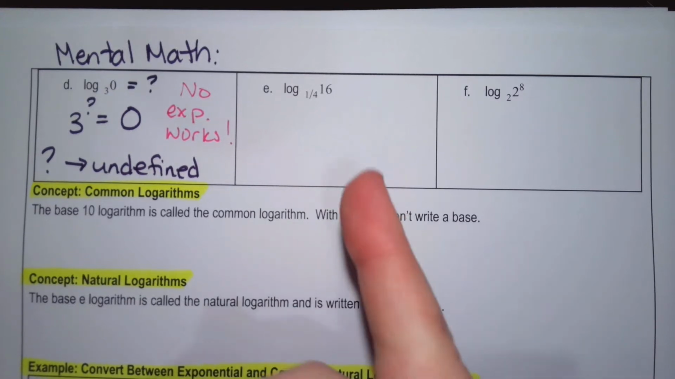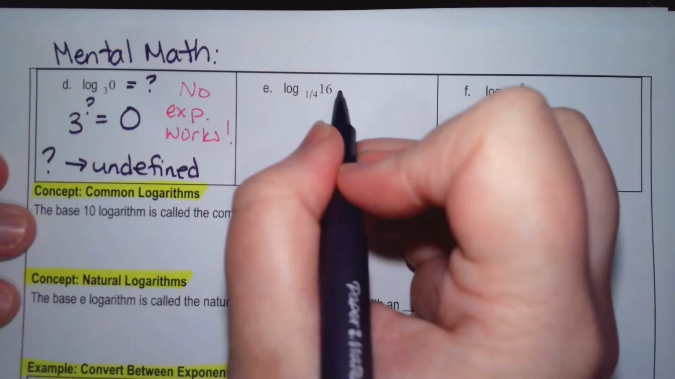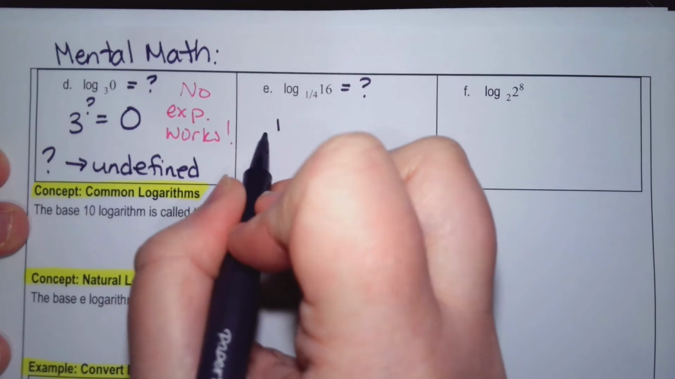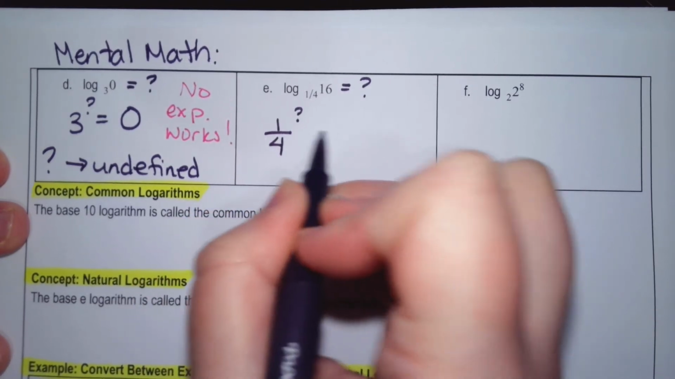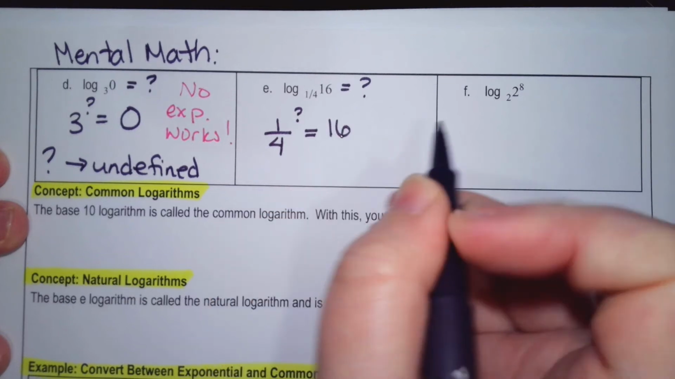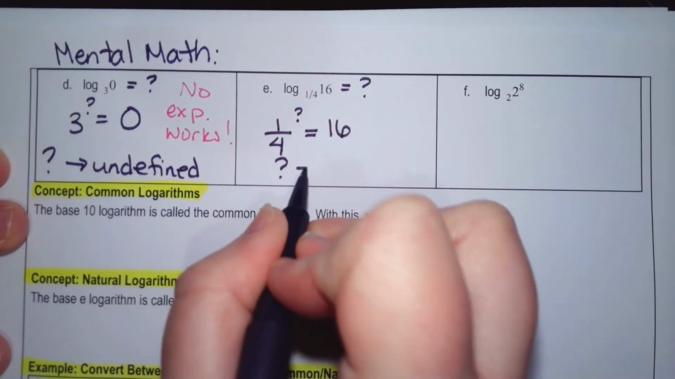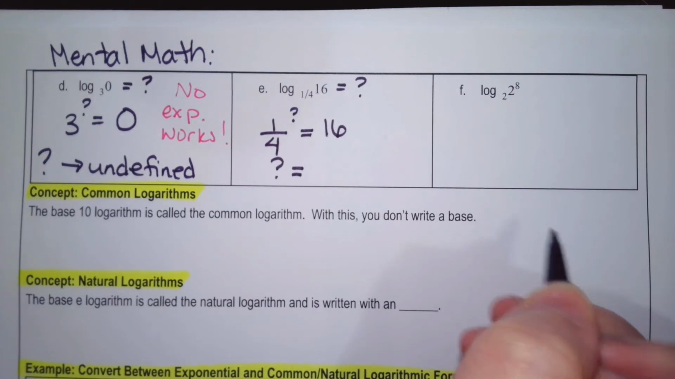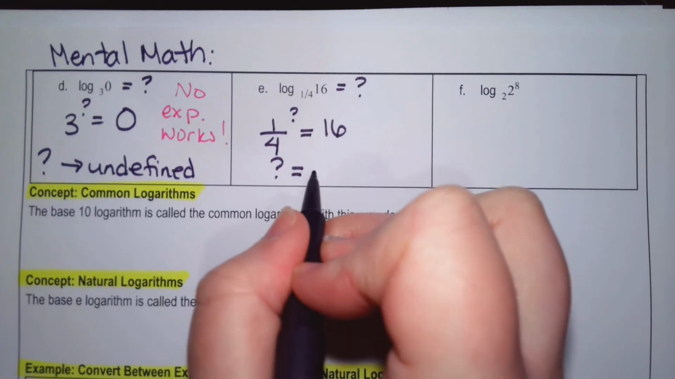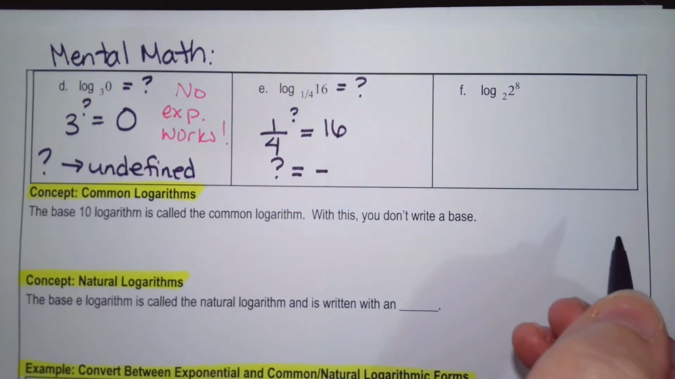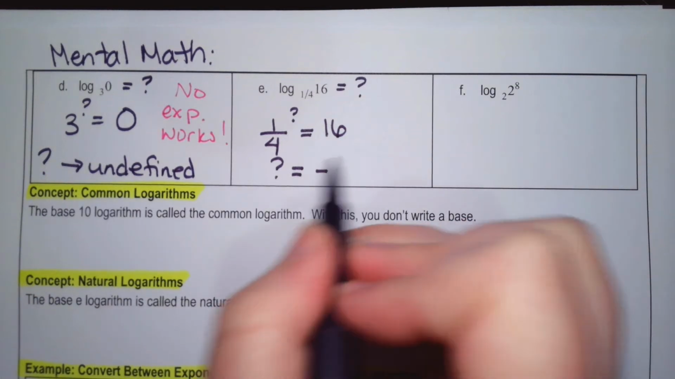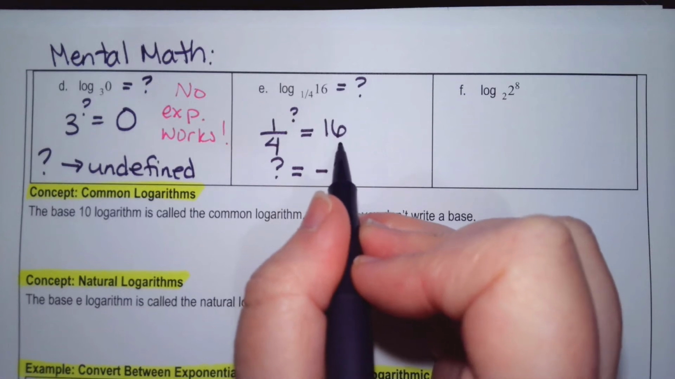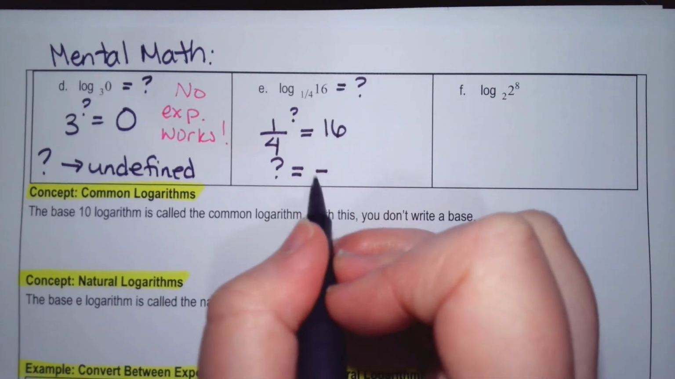All right, the next one, log base 1/4 of 16 is equal to question mark. So our base, as you can see, is a fraction. 1/4 to the power of question mark is equal to 16. Now, one thing you guys need to be aware of. Anytime your base is a fraction, your question mark is going to be negative. All right? Heck, anytime you have a fraction somewhere in your exponent, whether it be the base or what it's equal to, the exponent is negative. So that's what we're going to start with.